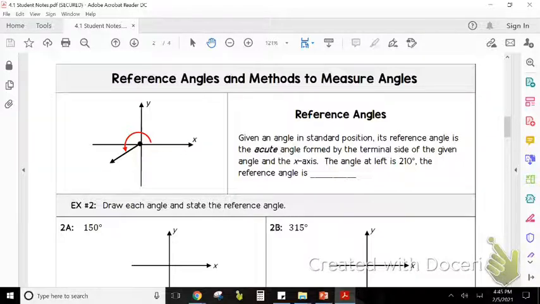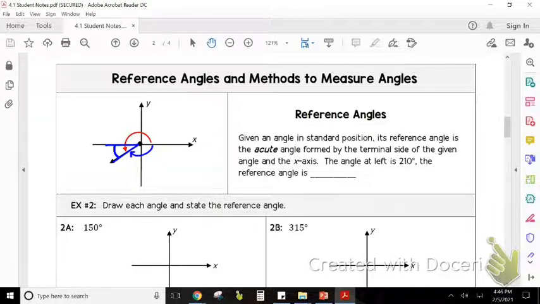So we can see here in this drawing that they gave us, and it tells us further, it says the angle at the left is 210 degrees. The reference angle is, and they want us to find it. Well, first thing, just what is a reference angle? So here's our angle. The reference angle is the acute angle formed between the terminal side and the closest x-axis. So it's this angle right here, okay? It's like a measurement. It's how far is that terminal side from the closest x-axis. Therefore, measurement's always positive. So it doesn't even matter if our angle had been a negative angle, our reference angle will always be positive.